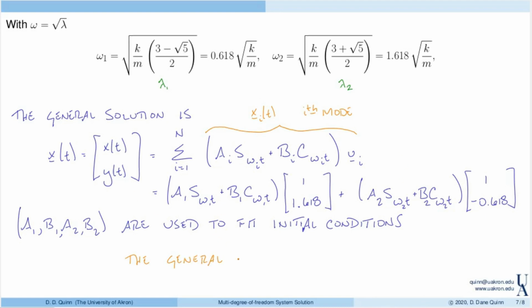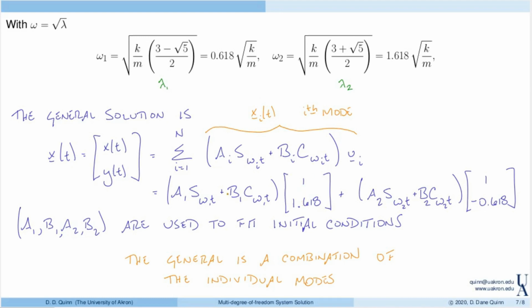Right, but the important thing here to remember is the general solution, which is this whole thing, is a combination of the individual modes. And each mode will have its own frequency, right? Omega 1, for example, or omega 2, and its own mode shape or eigenvector. So these eigenvectors really tell us the relative displacement of the different coordinates.